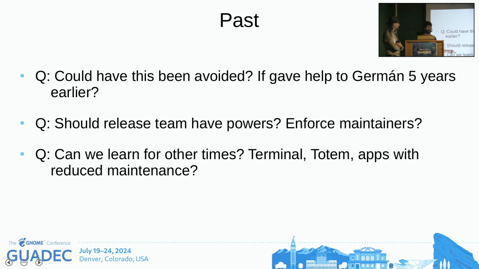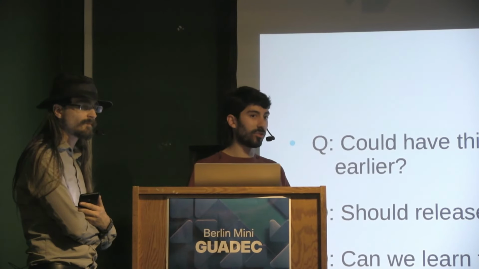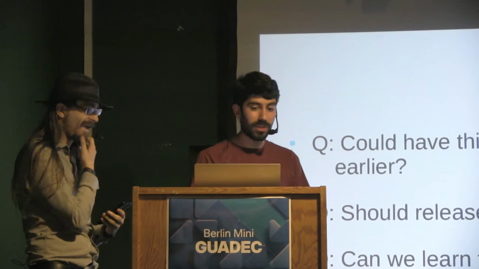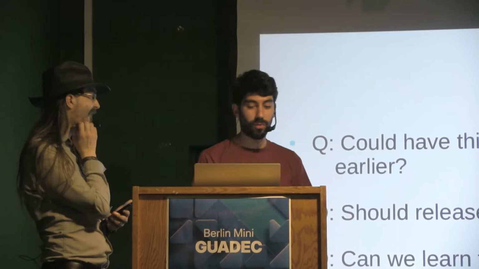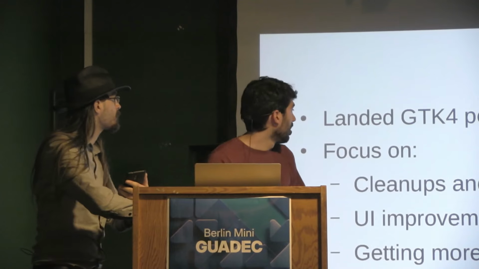Unfortunately, we have more apps like this. I'm also bringing this up because we have Totem, and we have a couple more apps that might be in a similar situation, and some other core apps that maybe are not there yet, but maybe would be in some years if we don't do something. Maybe we can learn something from this process? Those are open questions. I don't really have answers, but I thought we'd put them here.